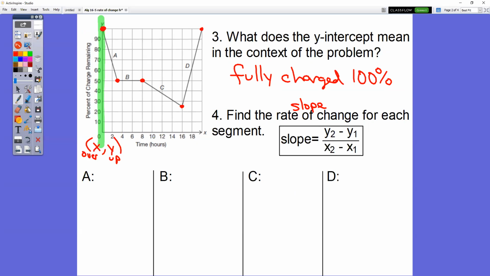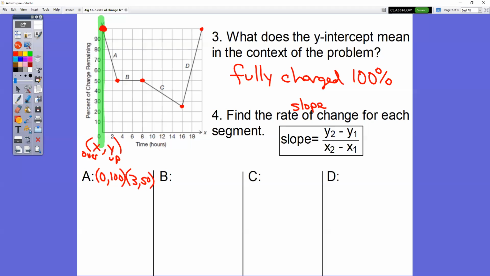So this point, 0, 100. So we're going to find out the slope from 0, comma 100, which is this point right here, to this point, I'm going to say that that's right at 3 because it looks like it's exactly halfway in the middle. So I'm going to figure it out to 350. So that's looking at segment A, going from that point to that point.